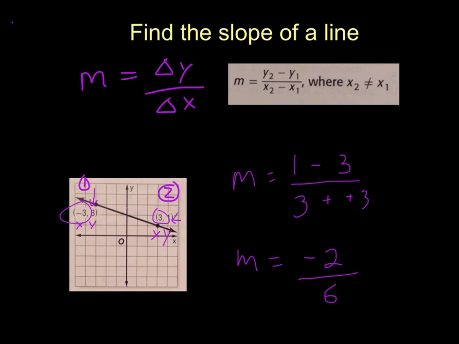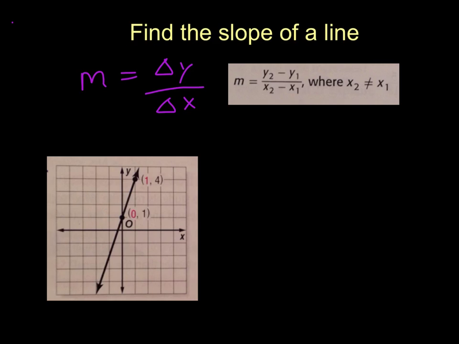And this is a ratio, so I simplify that down to negative 1 over 3. So the slope in this can be described as negative 1 over 3. Alright, let's look at one more example here.